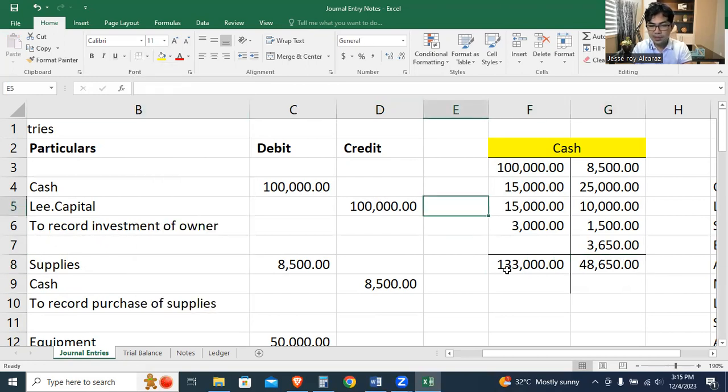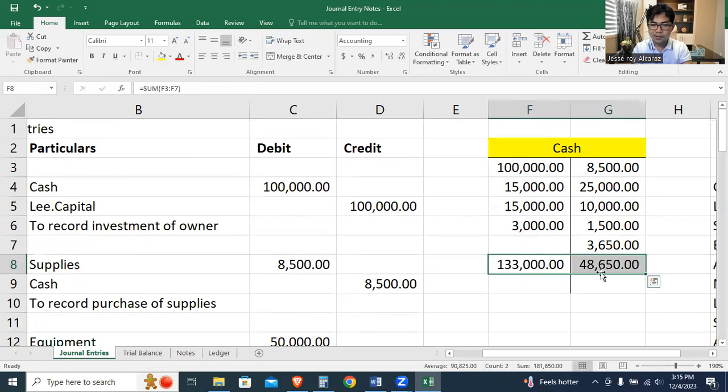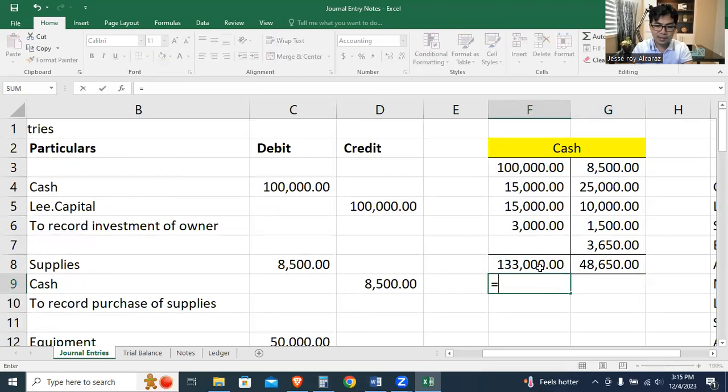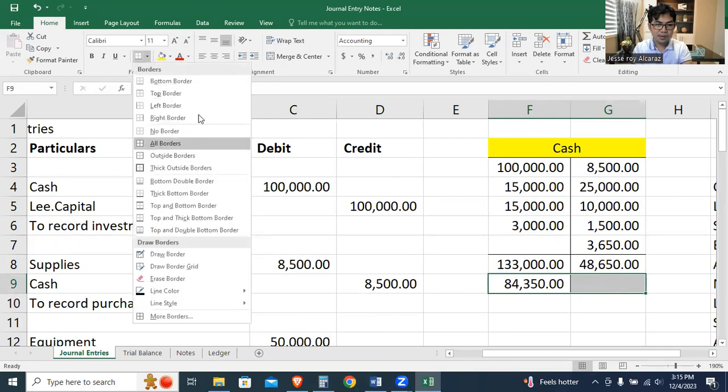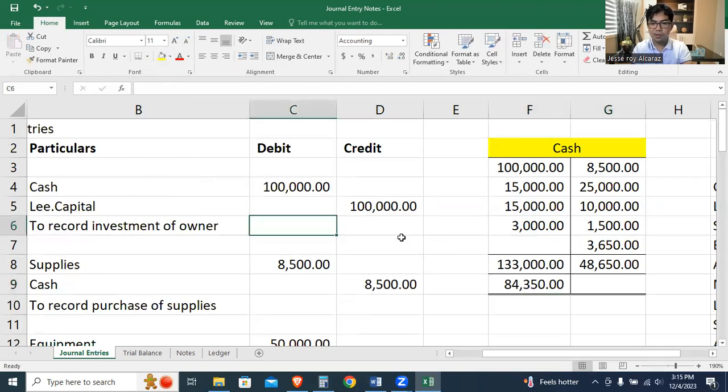So we have two balances here, debit and then credit. For purposes of posting, we simply deduct our credit from our debit here. So 133,000 minus 48,650. Then, ang mabilin na is 84,350. So, we can now put this in the double rule. So, we are done with posting ato ang cash.